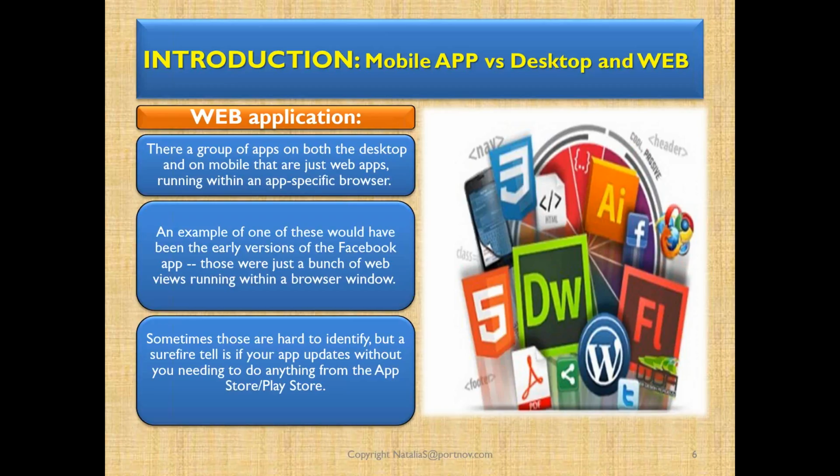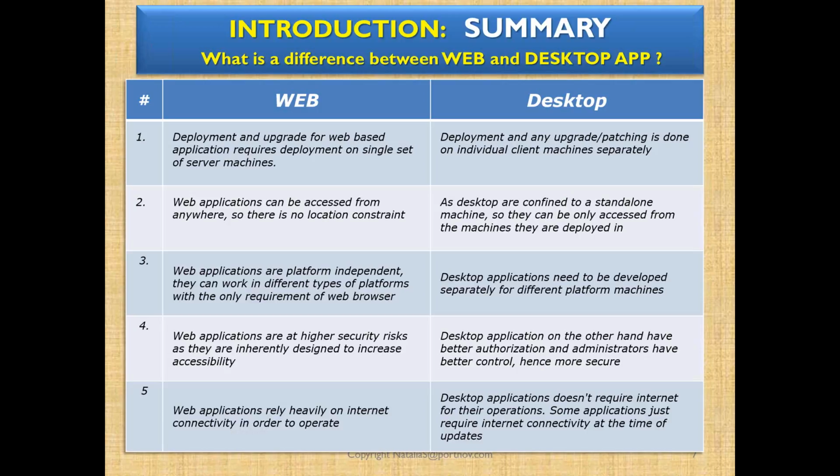We have Firefox, we have Chrome, we have Mozilla, we have Safari, right? So it is not platform specific. It depends how you are accessing it. So basically, what is the difference between web and desktop app? And this is the whole idea of my introduction, okay? For a web application, installing or upgrading requires deployment on a single set of server machines. So you just go there, you access it, and you are there.